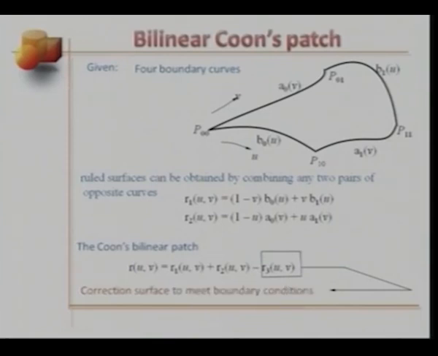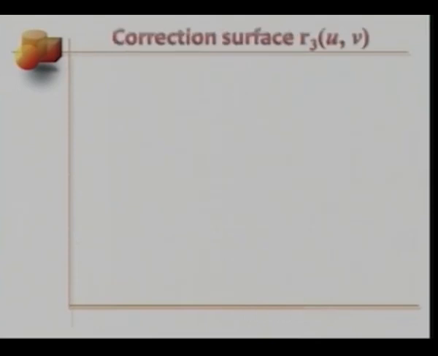So R3 of U and V is like a correction surface to ensure the boundary conditions are properly addressed. We need to determine R3, and we'll do this next. So the correction surface, how do we determine this?